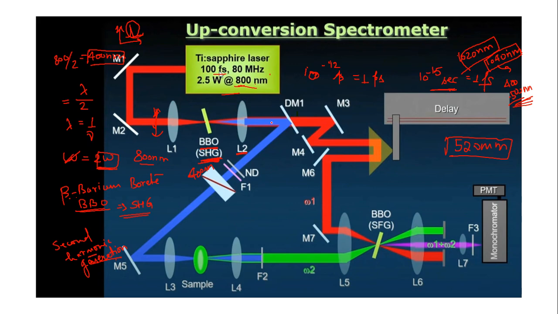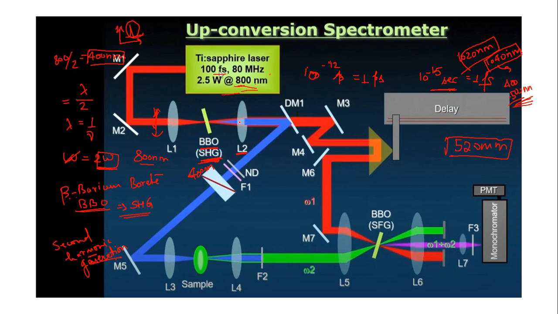From L2, it again gets converged. Now as you can see, not all the light given to this SHG material gets converted from 800 to 400. There is some amount of light left, which has a wavelength of 800 nanometers.